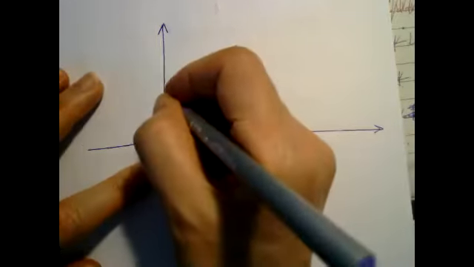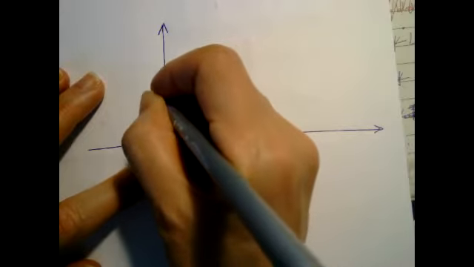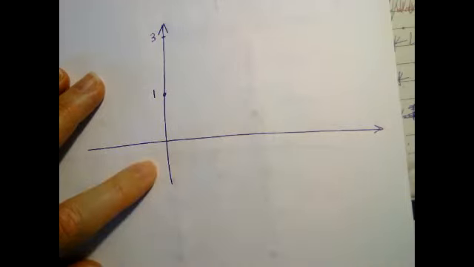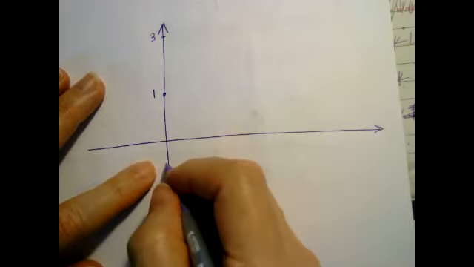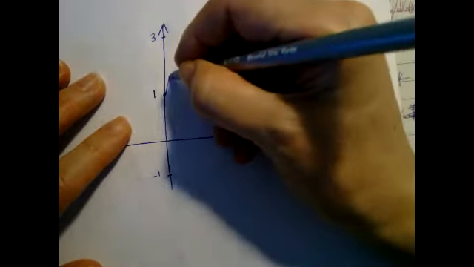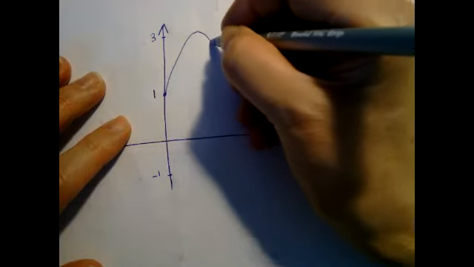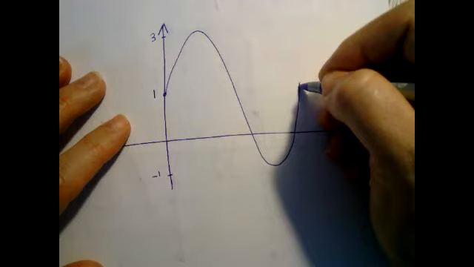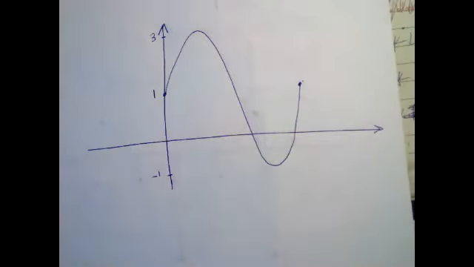I'm going to do that. That's a 1, that's a 3 up here, and -1 down here. And this is my graph. Okay, and I want to find the formula.